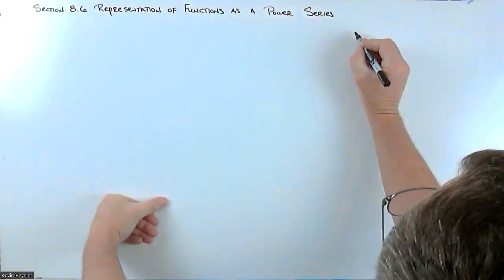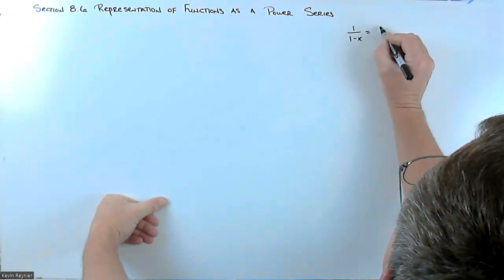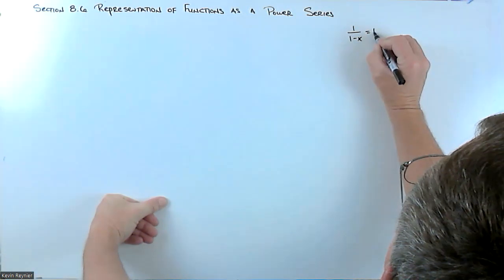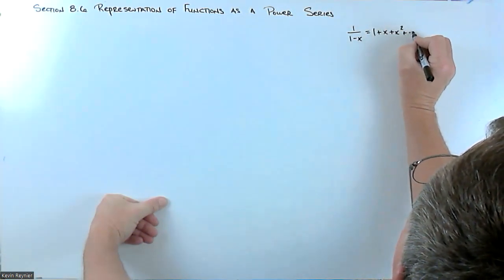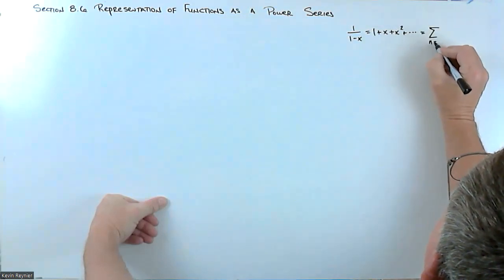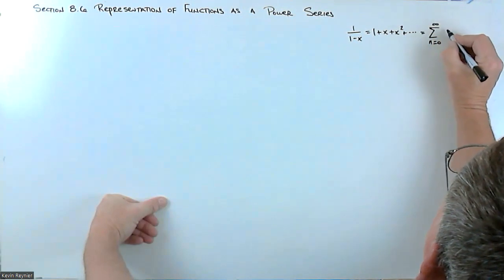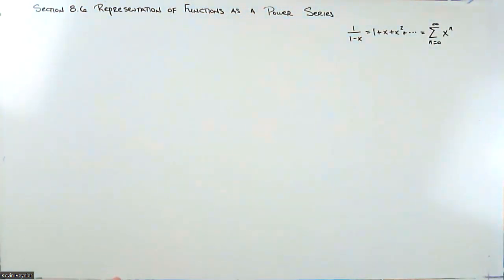For example, we know that 1 over 1 minus x can be rewritten as 1 plus x plus x squared, etc., i.e. we can write that as sigma n equals 0 to infinity of x to the n. And we're going to make use of that as the root for several of the problems that we're going to solve.